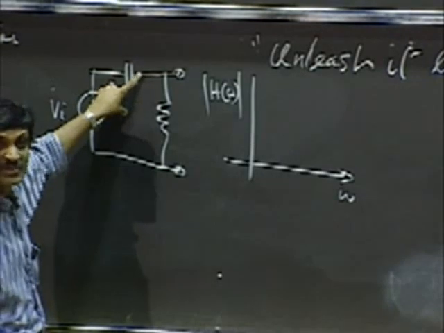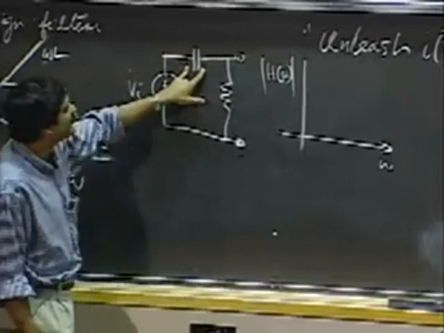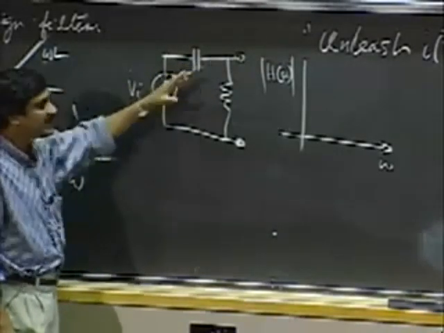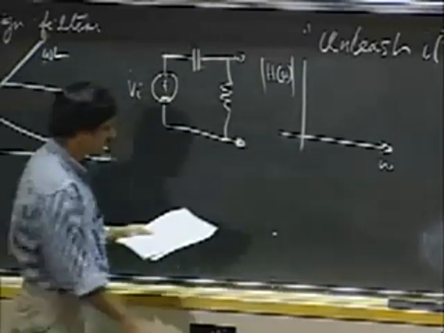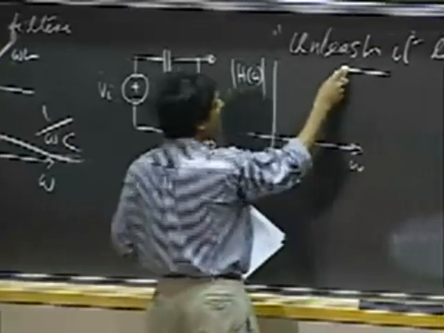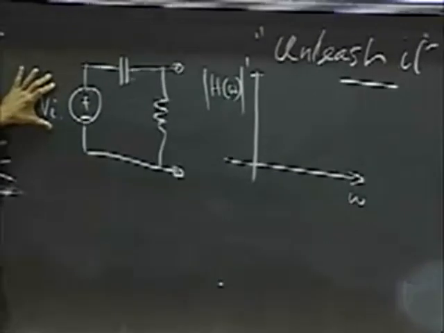Is it an open or is it a short? The short circuit. Okay? So at very high frequencies, if the capacitor looks like a short circuit, then Vi simply appears across the resistor, which means that at very high frequencies, the output is very close to the input.